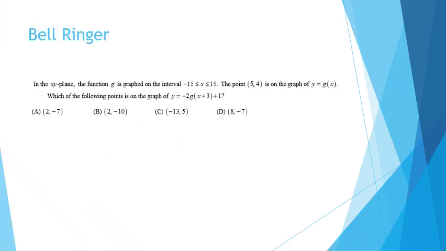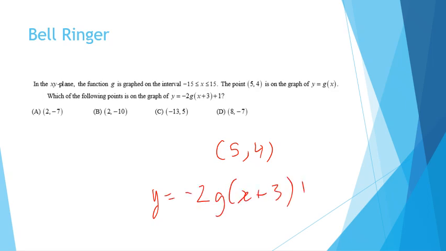All right, so here's the bell ringer for today. Pause the video now if you haven't done this already, because I am about to go over the answer. So here we want to figure out what point (5, 4) is mapped to on the transformation y = -2g(x + 3) + 1.